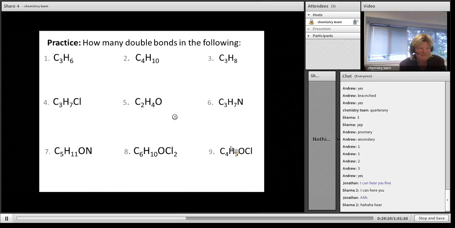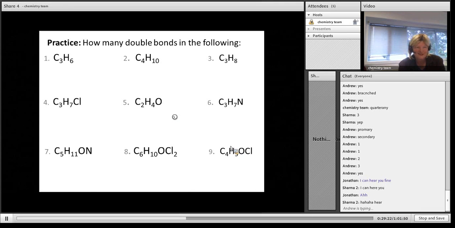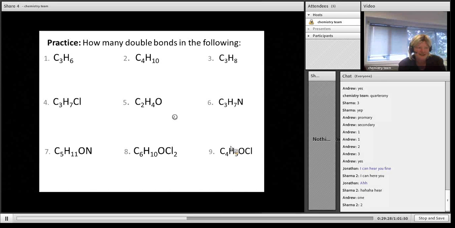Somebody have a go. Guess if you have to. That's what I always tell my students: don't leave anything blank, always guess if you really don't know. Okay. 2 double bonds, 1 double bond. It's actually 1 because remember it's CnH2n for an alkene. So 1 double bond. So it just follows that formula, CnH2n.